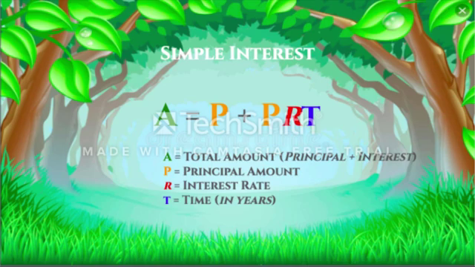A represents the total principal and interest. P represents the principal amount invested or borrowed. R represents the interest rate. And T represents time in years.